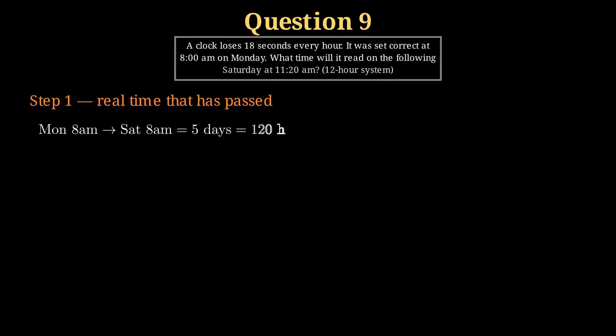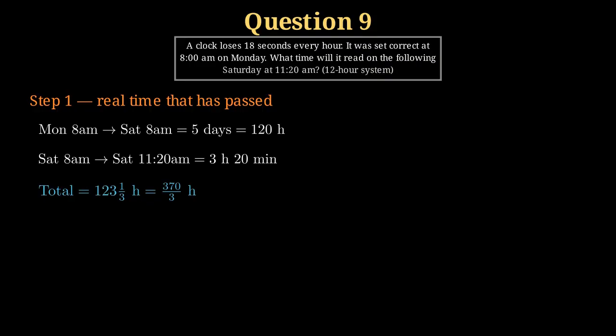First, how much real time has passed? From Monday 8 a.m. to Saturday 8 a.m. is 5 whole days. That's 5 times 24, 120 hours. Then from 8 a.m. to 11:20 is a further 3 hours and 20 minutes. Altogether, that is 123 hours and 20 minutes.